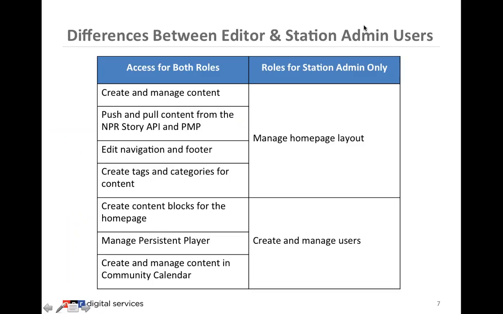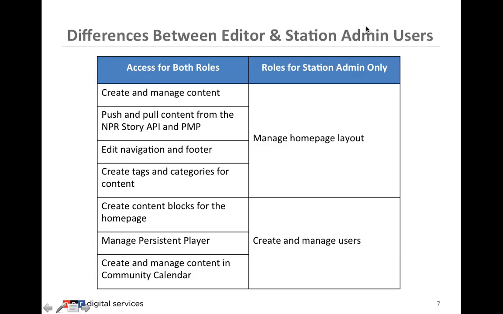Okay, so as we just saw, there are two different types of users in Core Publisher. You have editors and station admin. For the most part, you're going to have just a few station admin depending on your station size. The folks that are a part of this Core Publisher building team, maybe your digital lead, perhaps your general manager, maybe a station admin level user. But the majority of your users will be editor level. And let's talk about the difference between the two of those.